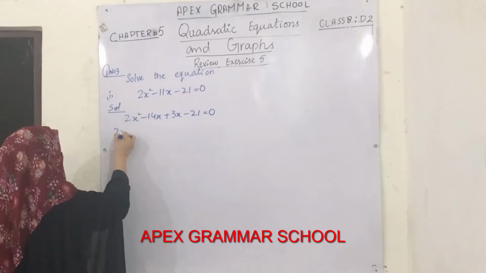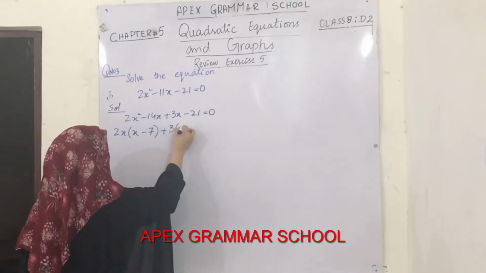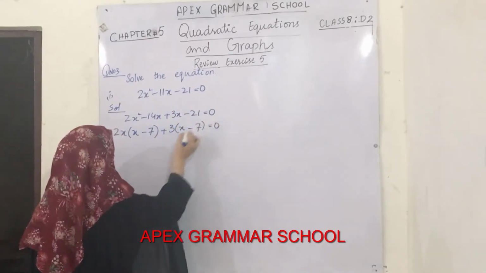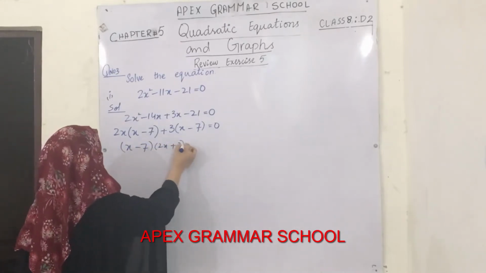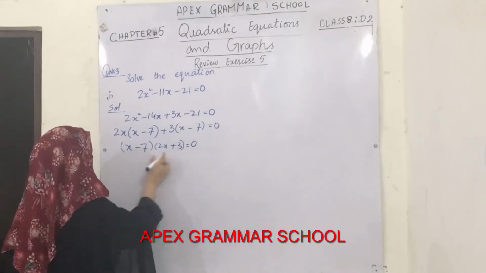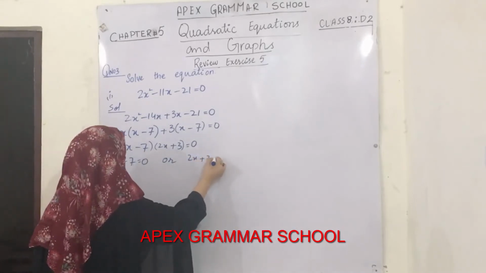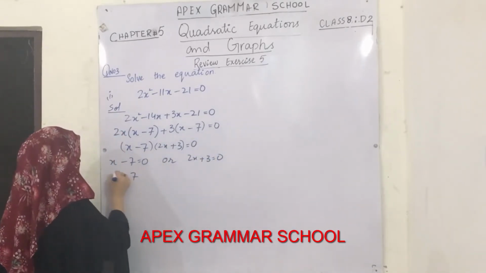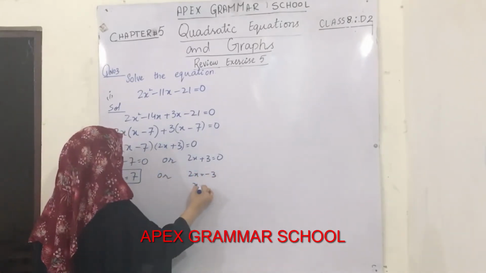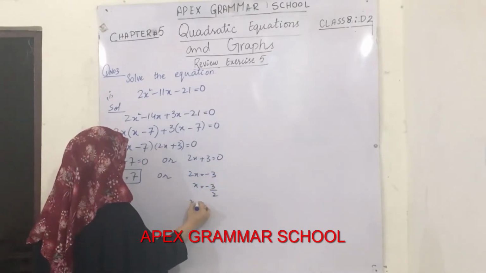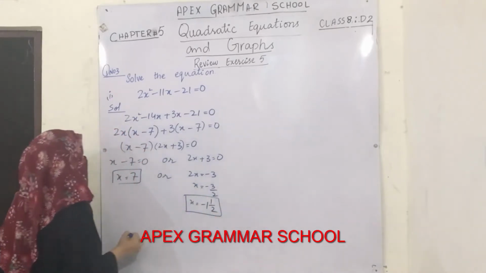From the first two terms, I can take 2x common, it will be x − 7. From the last two terms, I am going to take 3 common, x − 7, (3 sevens are) 21, equal to 0. It reduces to (x − 7)(2x + 3) = 0. The product of two factors is 0, which means either x − 7 = 0 or 2x + 3 = 0. x = 7 or 2x = −3, x = −3/2, and after division x = −1 whole 1 by 2. These two are the possible roots of the equation.